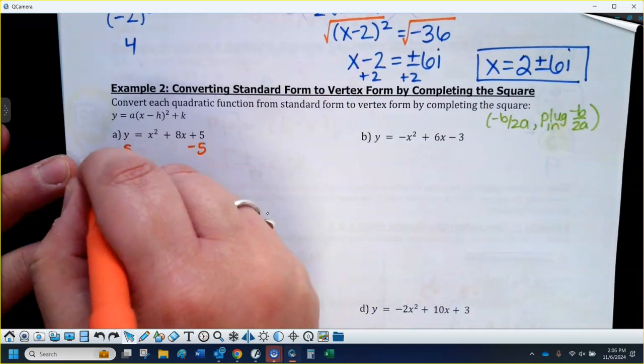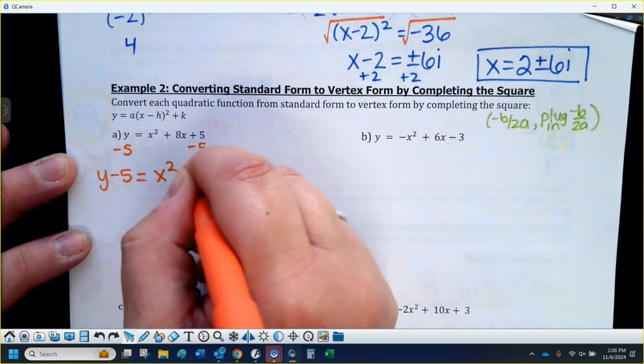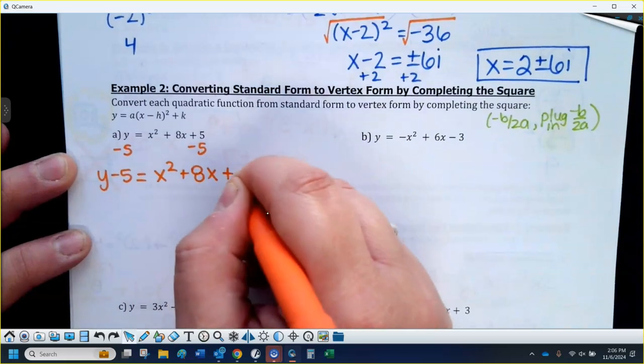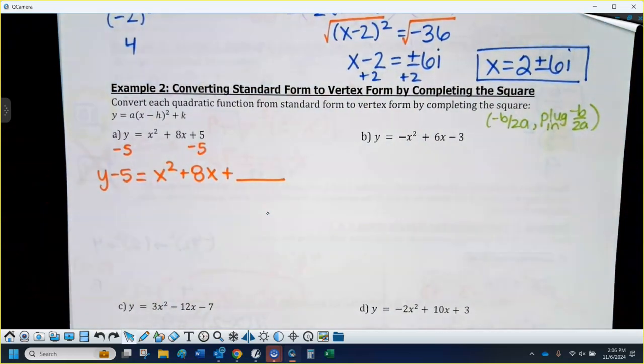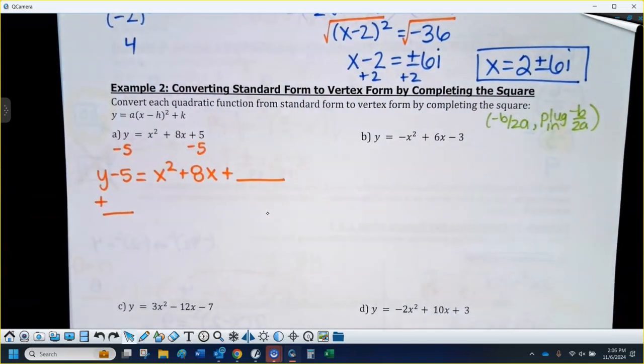So I'm going to write y minus 5, and then x squared plus 8x, and I'm just going to complete the square on the right side of that equation. Now, the way I set that up, whatever I add to that side, I'm going to have to add that same thing to the other side of the equation where I have the y minus 5. So I'm just going to leave it like that.